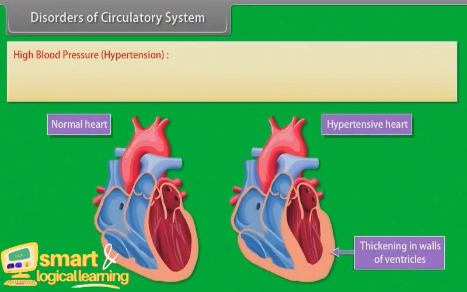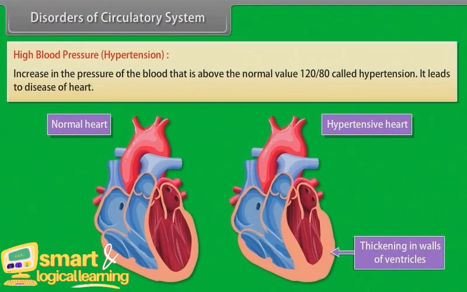Disorders of circulatory system. High blood pressure or hypertension. An increase in the pressure of the blood that is above the normal value, 120/80, is called hypertension. It leads to disease of the heart.